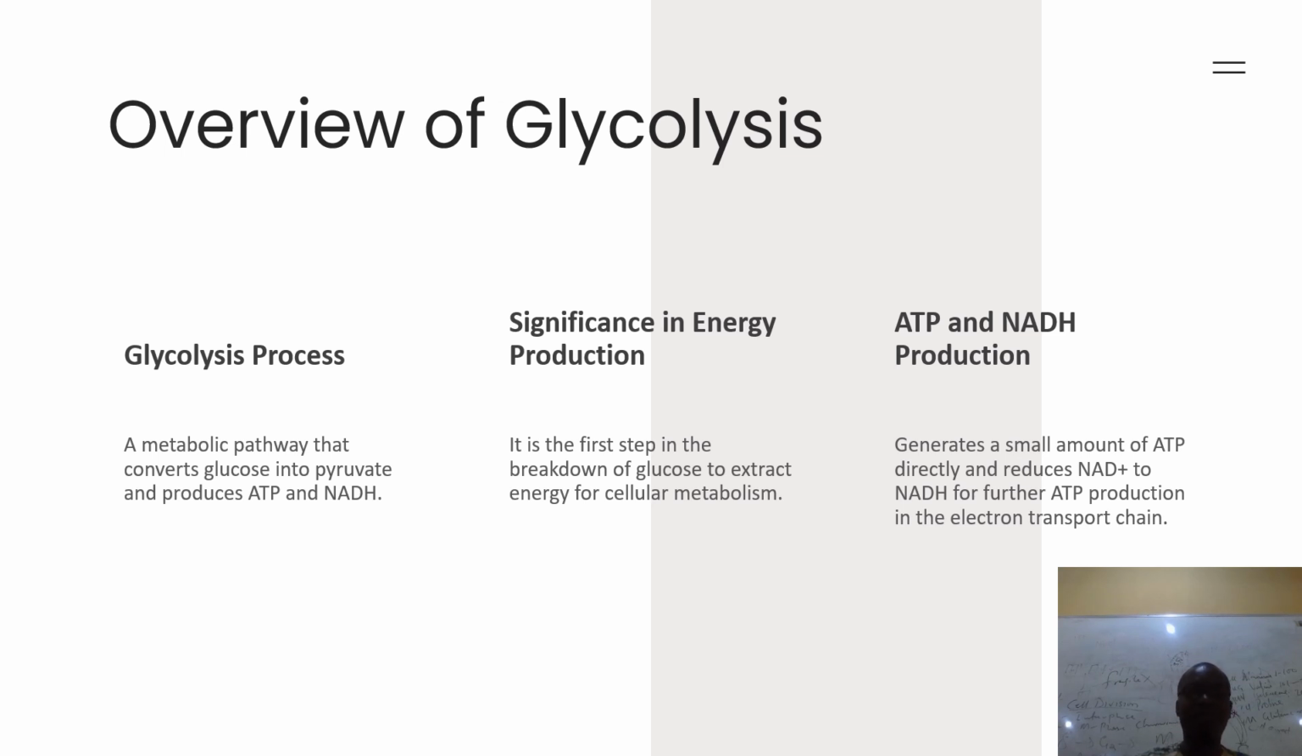Glycolysis can take place in the presence or absence of oxygen. Hence, we have aerobic or anaerobic glycolysis. In aerobic glycolysis, the net ATP yield is 2 to 8 ATP, while anaerobic glycolysis yields 2 molecules of ATP.